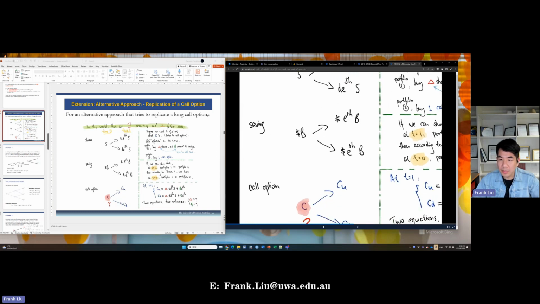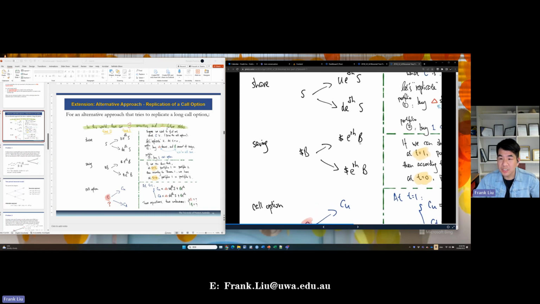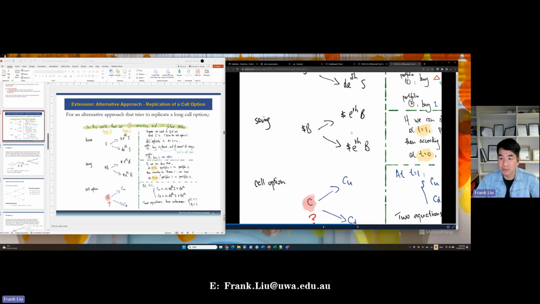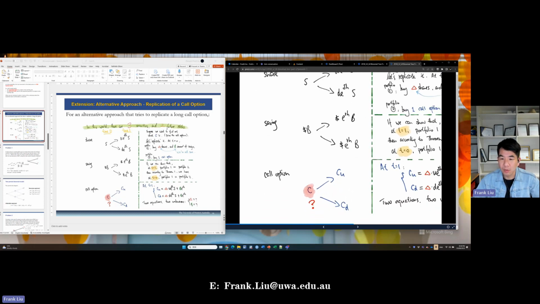The second asset is the savings account. We call it B for bank. It goes up or down, but given that it's a risk-free asset, it doesn't change the value. It would just be the value times e to the power rh, where h is the time interval. We have assumed that h is just 1. I have the notation here just to cater for a general extension. And the last asset we have is the call option, where the call option value goes up or down.